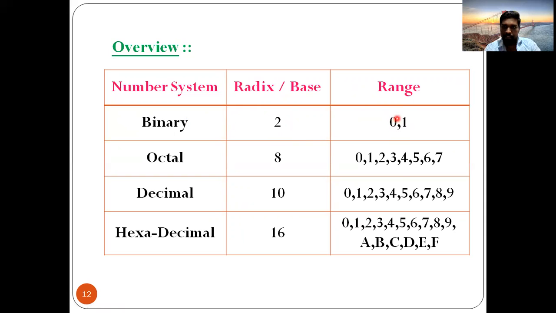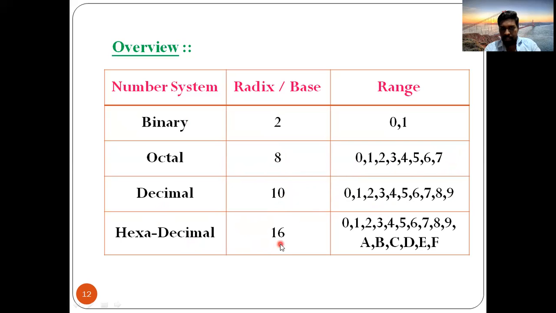See here, we have only 2 bits, 0 and 1. That's why the range value is 2. The base value is 2. When you find octal, the range of octal is 0 to 7. Totally you will have 8 digits. So the base value is 8. Decimal means the range starts from 0 and ends with 9. Total 10 numbers. That's why the range value is 10.